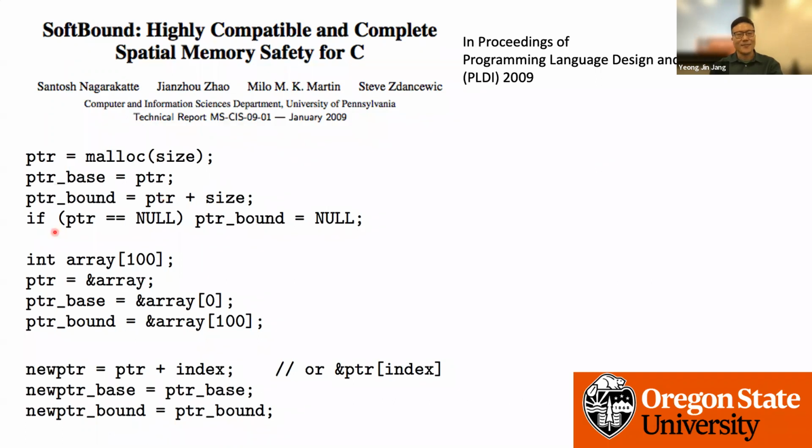If the pointer is null, there's nothing about that, so we set the base and bound as null. If there's an array and we store the array into another pointer, then we set the base and bound accordingly. Then we propagate that, and also use rules like this. I believe sophomore-level undergrad students can understand this, right? That's the beauty of academic work.